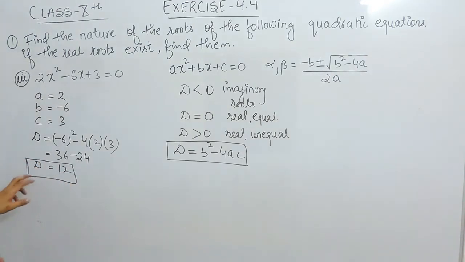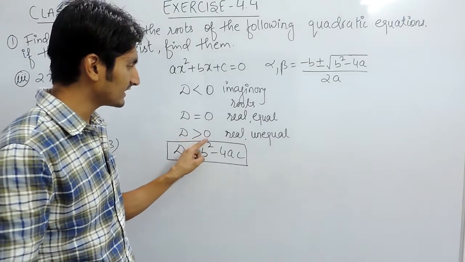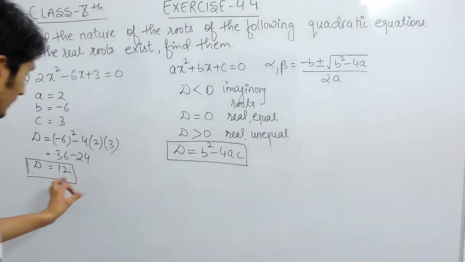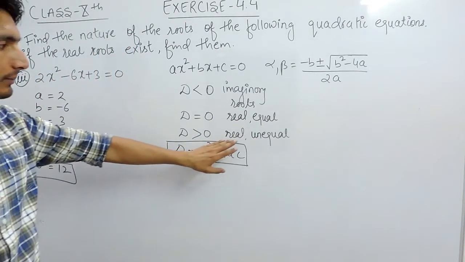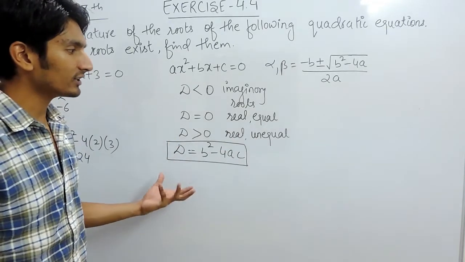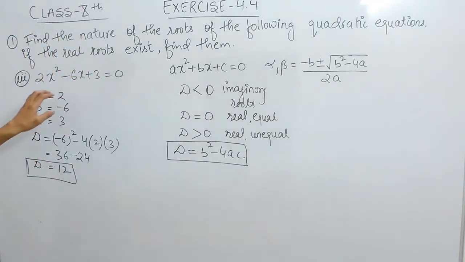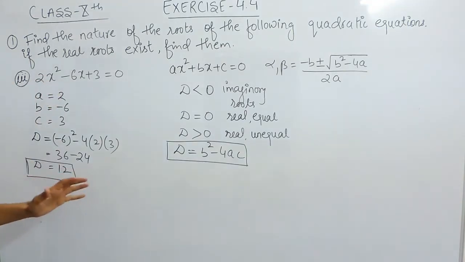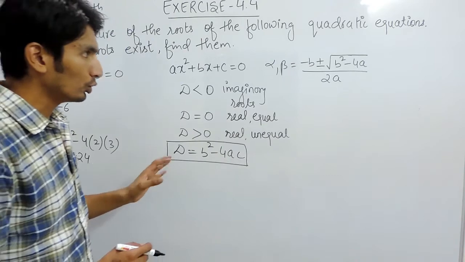So clearly the value of D is a positive number, or you can say the value of D is greater than 0. So the roots of this quadratic equation will be real and unequal, meaning two different distinct roots will be there for this particular quadratic equation. Now you have to find those roots.